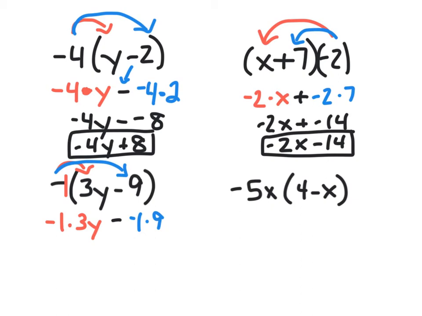Negative 1 times 3y is going to be negative 3y. And if you keep that subtraction sign, then we have negative 1 times 9, which is negative 9. And once again, we can simplify. Negative 3y minusing a negative 9 will make this an addition of 9.